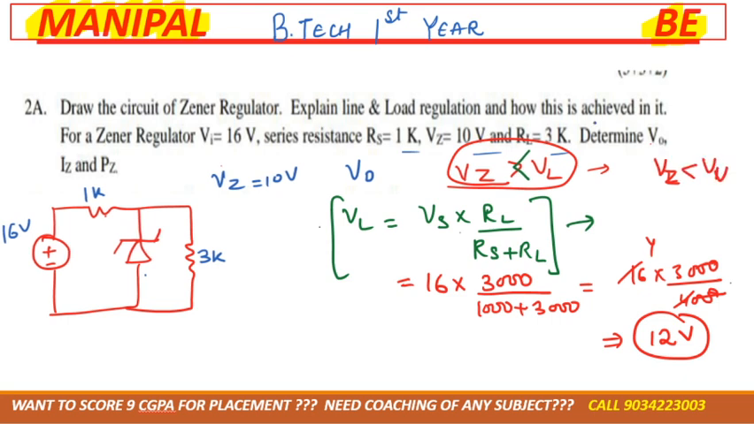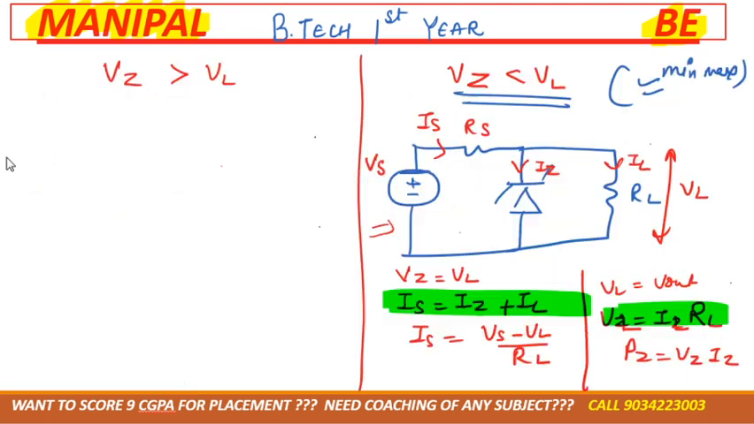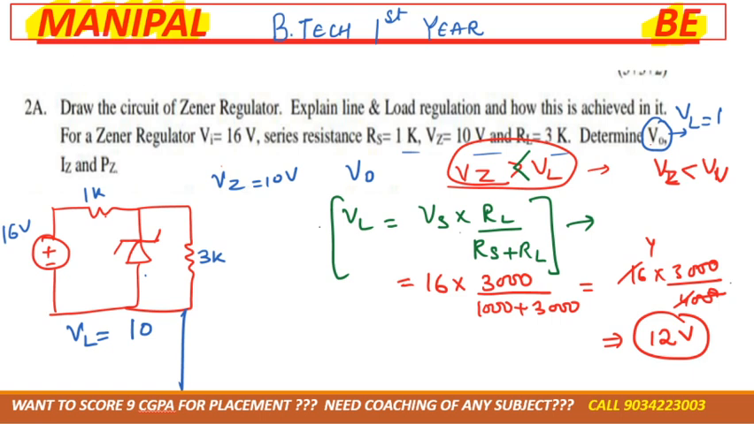ठीक है? So first of all, you need to calculate VL. VL is how much? Tell me, VL is how much? 10. Because for this particular condition, as you can see, I have written it down here also, that Vz is equal to VL. So whatever value you have for Vz, that is VL. Next you need to calculate Iz. Iz is how much? Is is equal to Iz plus IL.